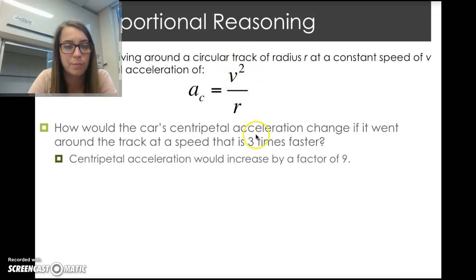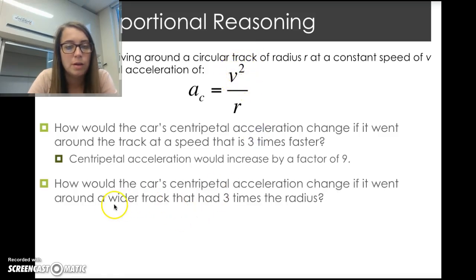What would happen if it went around a wider track that had 3 times the radius? So now I'm putting a 3 down in the denominator. Well, acceleration should go down because there's an inverse relationship here.